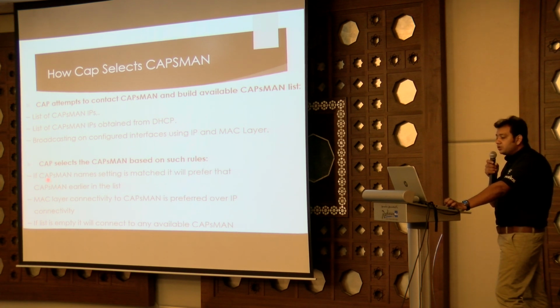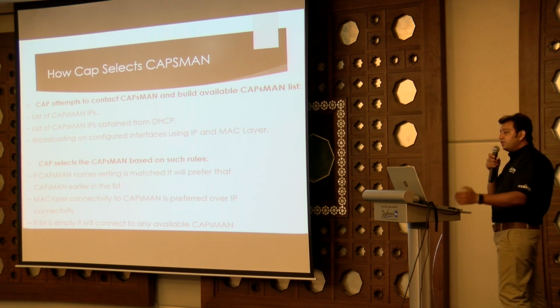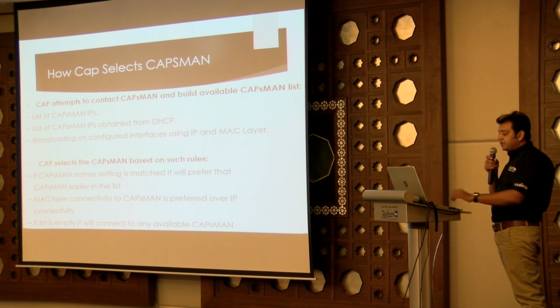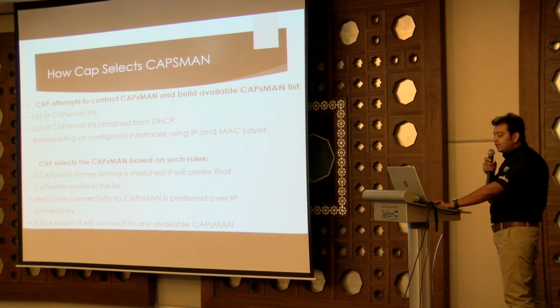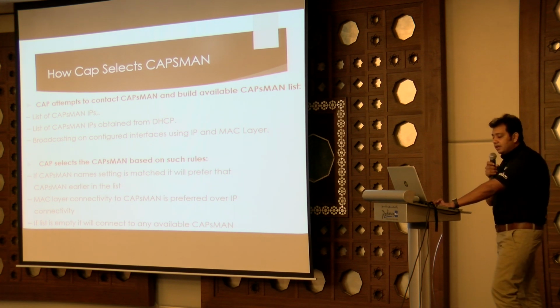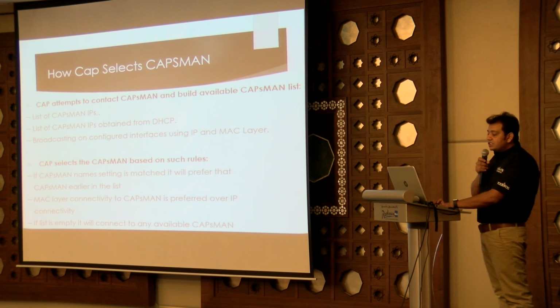So you have to make sure how the CAP is selecting the controller. If the CAPsMAN name setting is matched, it will prefer that CAPsMAN earlier in the list. So if there is a name and you also mentioned the IP, it will prefer to connect by the name first. And if it is not getting the name, it will go with the IP. MAC layer connectivity over the layer 2 network is preferred over IP. If the list is empty, it will connect to any available CAPsMAN.